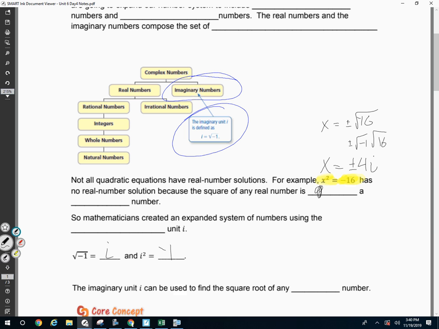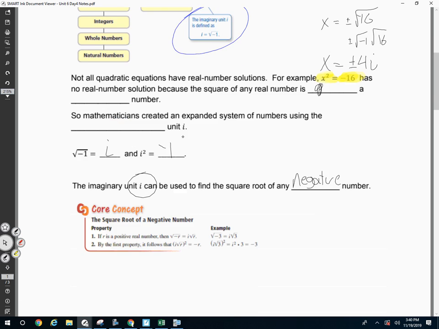We now have a concept that if we square it, we get a negative number. It won't be that difficult. Trust me. An imaginary unit can be used to find the square root of any negative number. All right, you can fold that in.